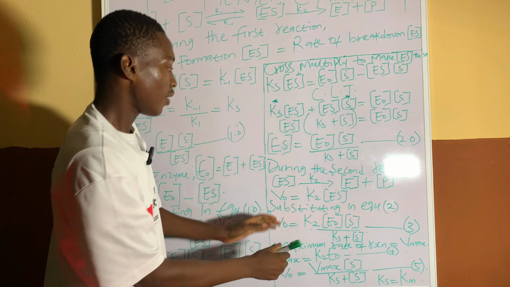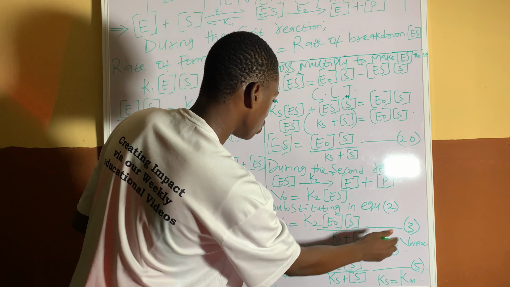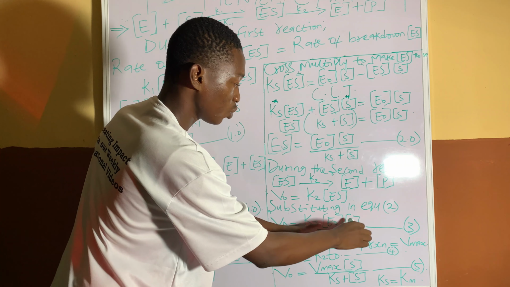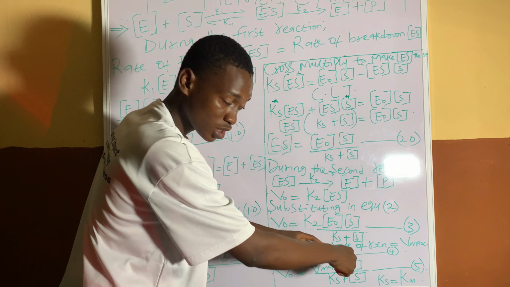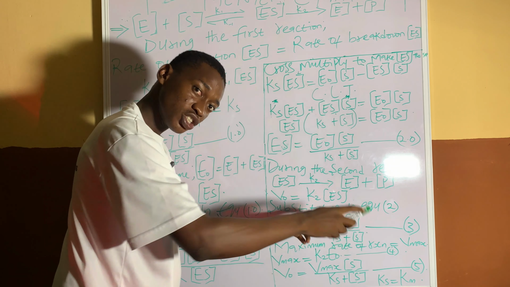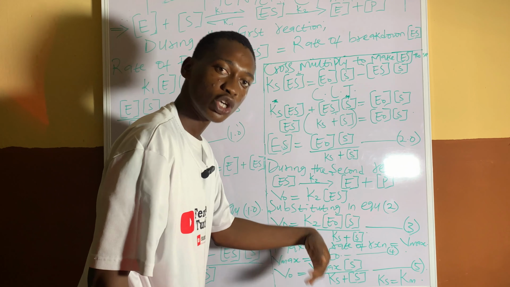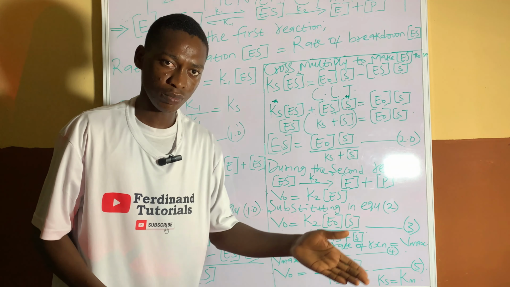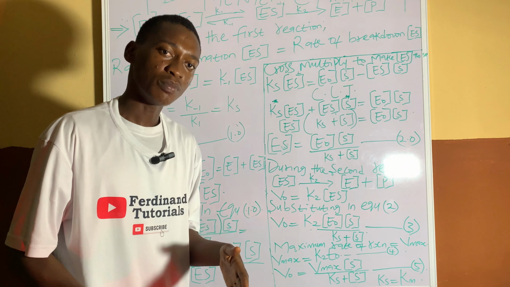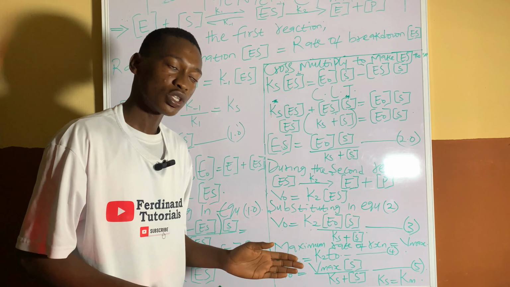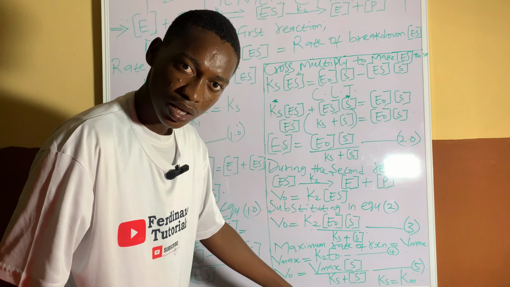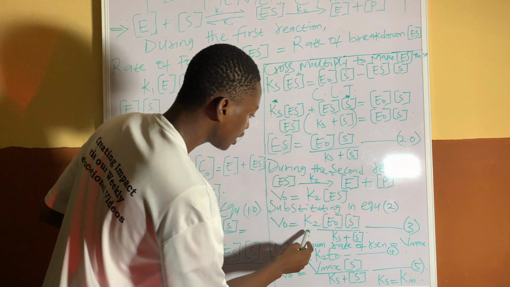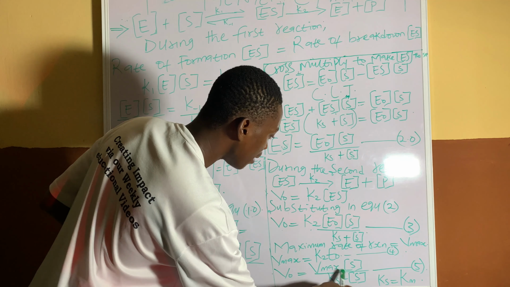That's how we started. Now, after we've gotten our equation 3, from what you are seeing here, V0 equals K2 times E0, the total enzyme concentration, times substrate, all over Ks, the dissociation constant, plus the substrate concentration. Now we are getting to the point where the reaction is maximum, and we say that Vmax is equal to K2E0. So anywhere we see K2E0, we replace it with Vmax.